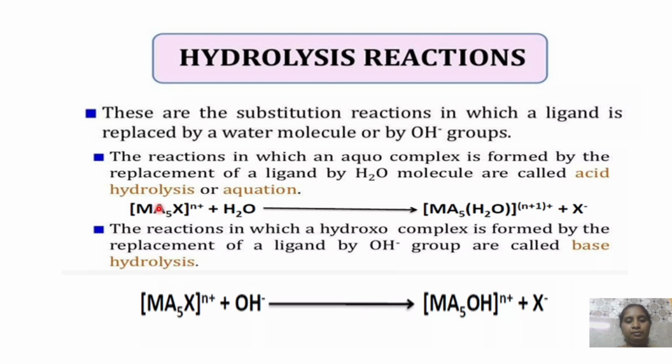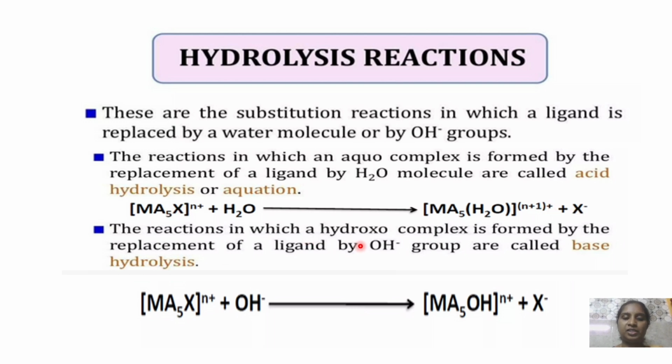See, this is the metal complex which has the ligands A and X. We are doing the aquation of this metal complex with an H2O molecule. What happens here is the addition of an H2O molecule to the metal complex. See here how the H2O attacks the metal complex by replacing the X.